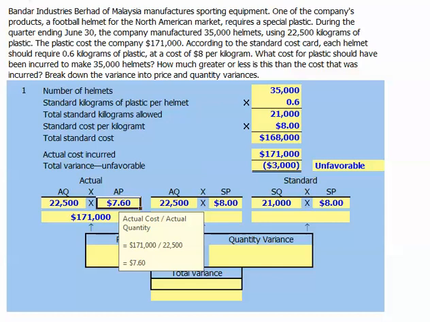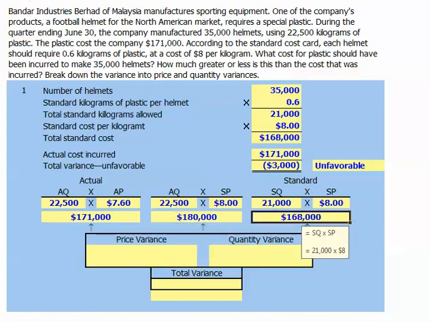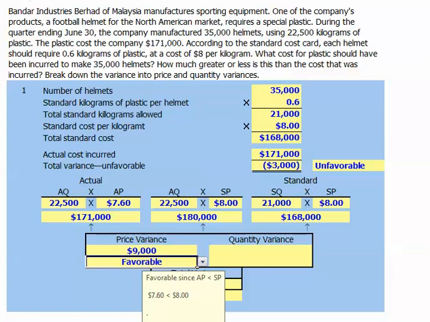Moving across our table then, our actual quantity times standard price gives us $180,000, and our standard quantity times our standard price gives us $168,000. Our price variance then is $9,000. It's the difference between the 180 and the 171. And we can tell that this is a favorable variance since our actual price of $7.60 per kilogram is less than our standard price of $8 per kilogram.